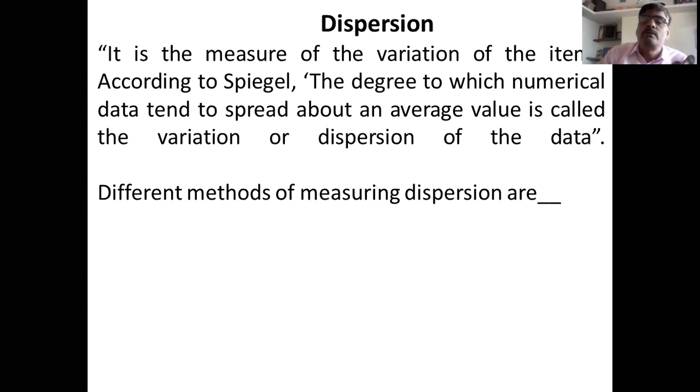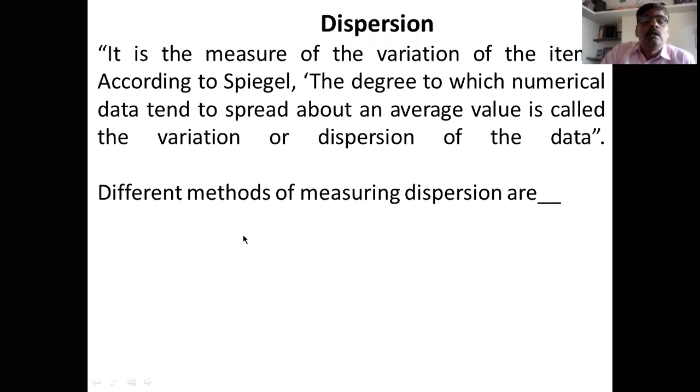Remember this. In absolute measure, we calculate the variation based on the actual unit of measurement. In case of relative measure, we will not consider the actual unit of measurement. We consider one unit or percentage to compare the value. That is called relative measure.